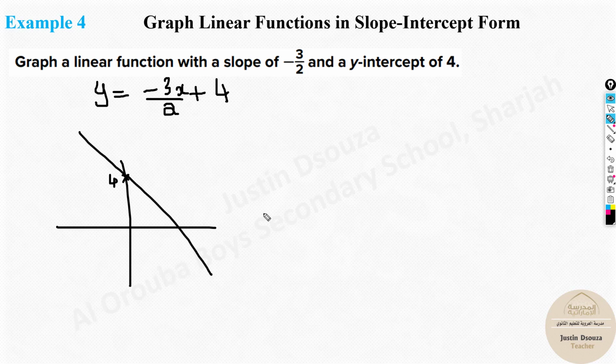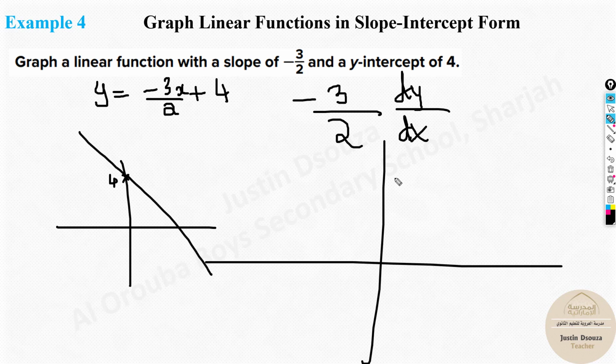You can obviously do the table method with x and y, but why do that when there are shorter and easier methods? The easiest is understanding what slope is. -3/2, right? Yes, it's going down. But what exactly does it mean? It means dy by dx, the change in the y value to the change in the x value. It's a ratio. Now imagine this is the point 0, 4. This is 4, the y-intercept.